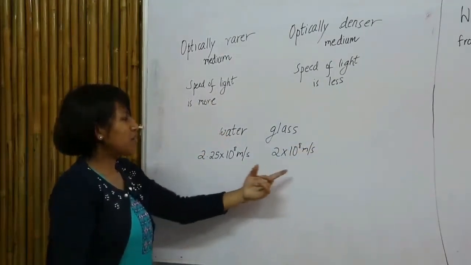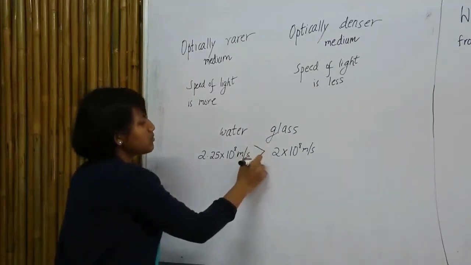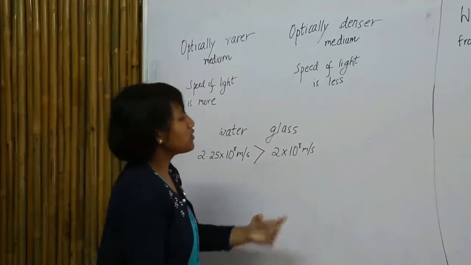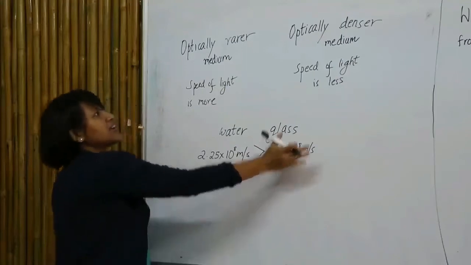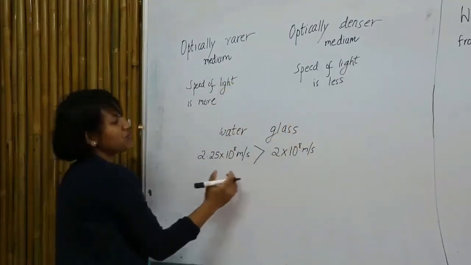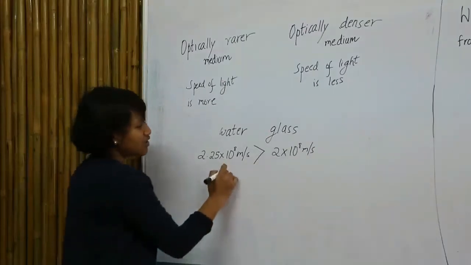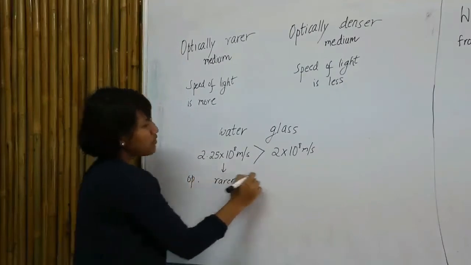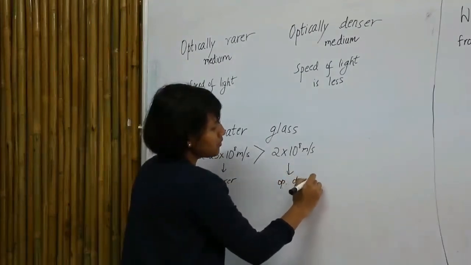And then you compare the speed of light between these two. You find that the speed of light in water is quite bigger compared to that of glass. So after comparing, you can conclude which of these two is rarer and which is denser. So this is the optically rarer medium, and this is the optically denser medium.